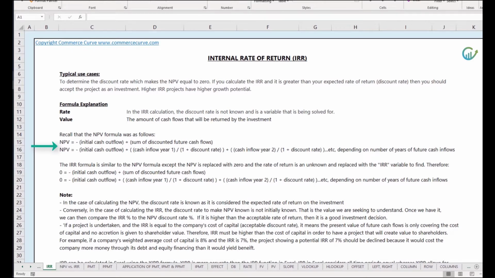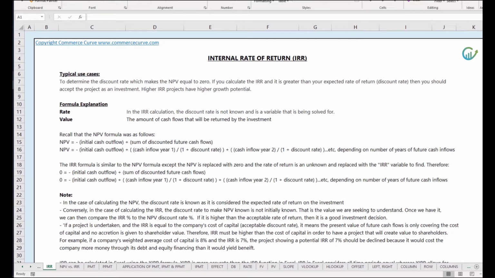And the sum of the future discounted cash flows is equal to, for year 1, the cash inflow for year 1 divided by 1 plus the discount rate. And then you'd add year 2, which is the cash inflow for year 2 divided by 1 plus the discount rate. And you'd keep going year after year for the life of the project. The IRR formula is similar to the NPV formula, except the NPV is replaced with a 0 and the rate of return is unknown and replaced with the IRR variable to find. Therefore, 0 equals the negative amount of initial cash outflow plus the sum of the discounted future cash flows.